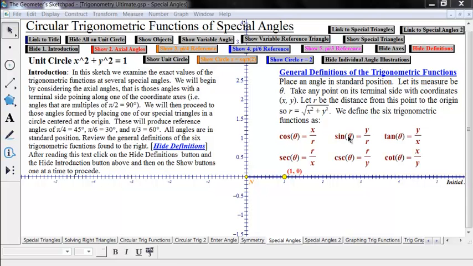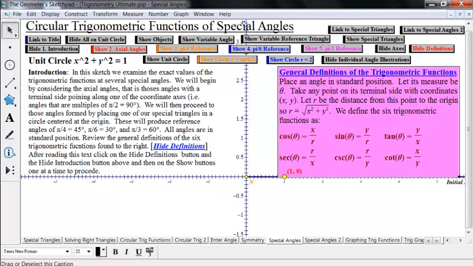This is Jack Jackson back with the second of our series of videos on how to find exact values of trigonometric functions of certain special angles. These techniques only work for certain angles. Now remember, we have our basic definitions given here of sine, cosine, tangent, and secant, cosecant, and cotangent.